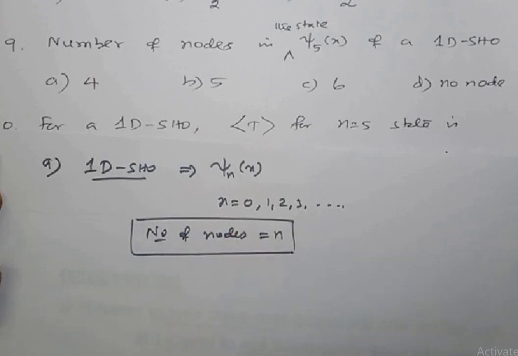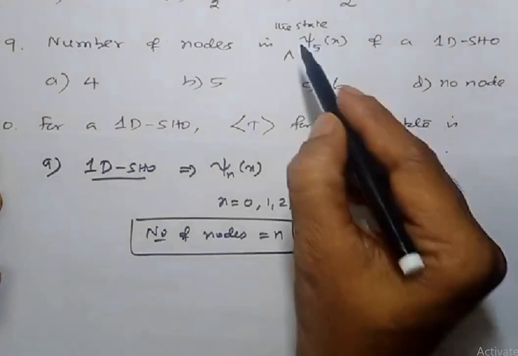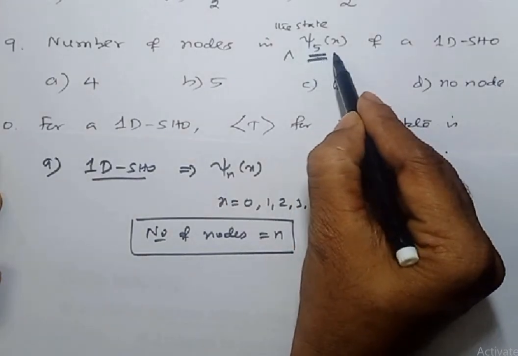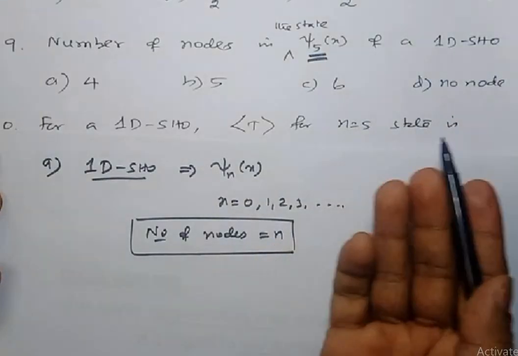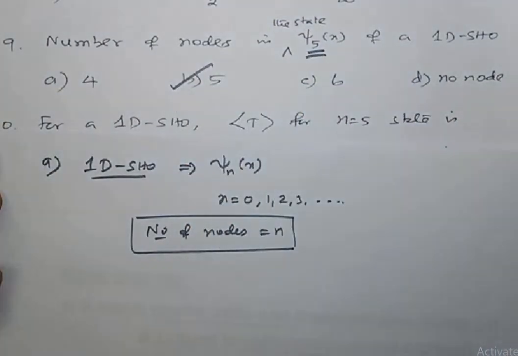Number of nodes is equal to n in this case. For n is equal to 5, see, psi 5 of x means n is equal to 5. For n is equal to 5, there should be 5 nodes. So the correct option for this question is option B.